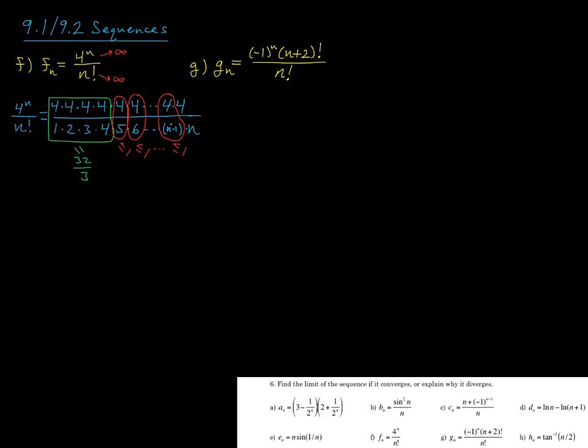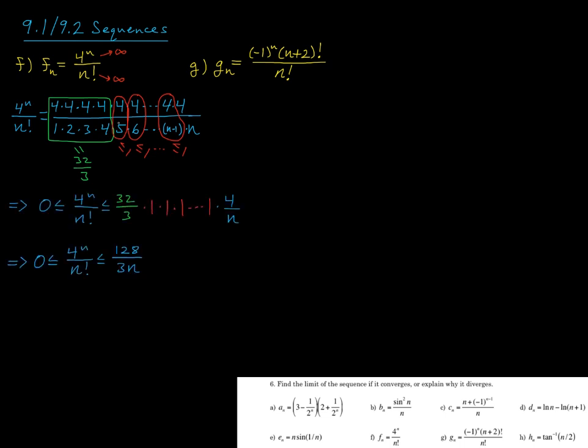So why exactly am I doing this? Well, the hope here is that, again, we sense that this thing approaches 0. So if I can show that this thing is always smaller than something that's getting really small, then this thing itself must also approach 0. All right, so that's exactly what we do here.